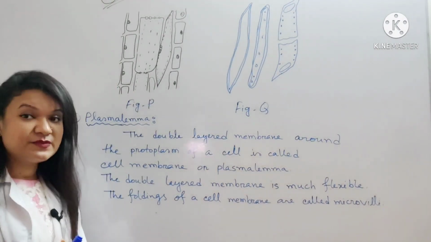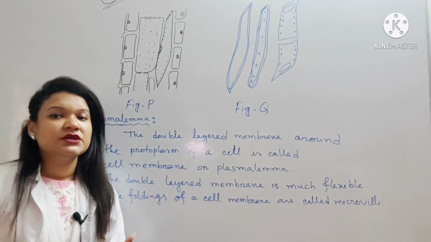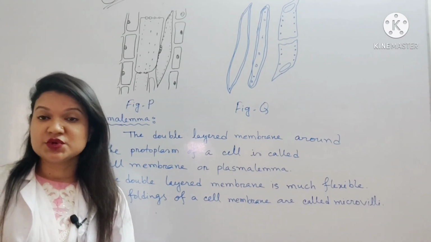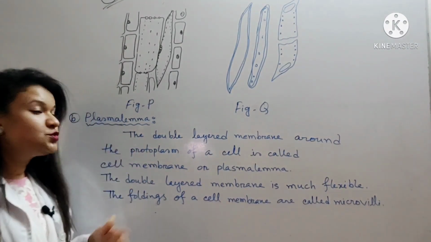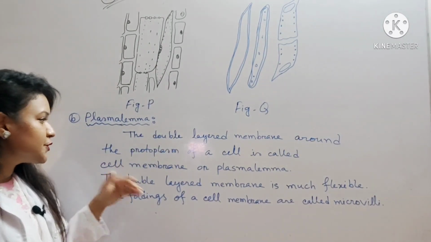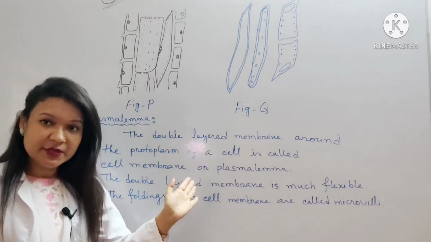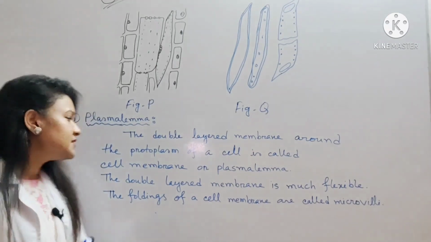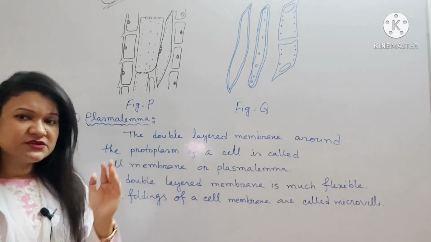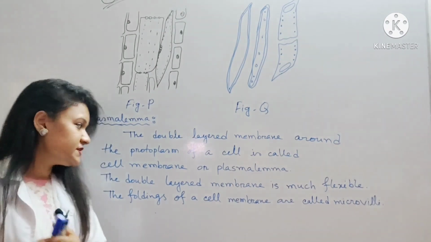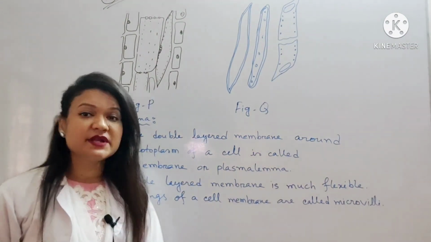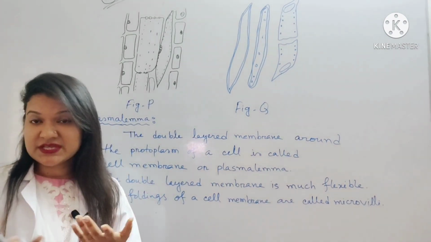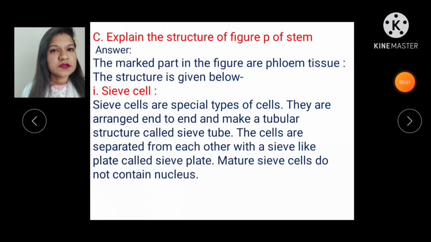What do you mean by plasma lemma? If you want to get 2 marks in a comprehensive based question, first of all you have to write the knowledge based part, that means what is plasma lemma. The double layered membrane around the protoplasm of a cell is called cell membrane or plasma lemma, and this is our knowledge based part. And then you will have to write 2 more lines: the double layered membrane is much flexible, that means it has some elasticity, and the foldings of a cell membrane are called microvilli. If you write the comprehensive based question in this way, you will get 2 marks in your exam.